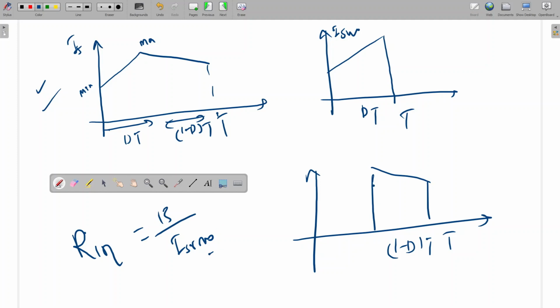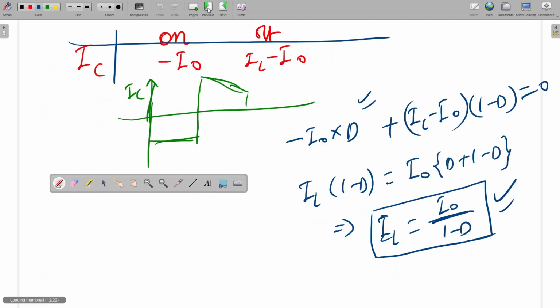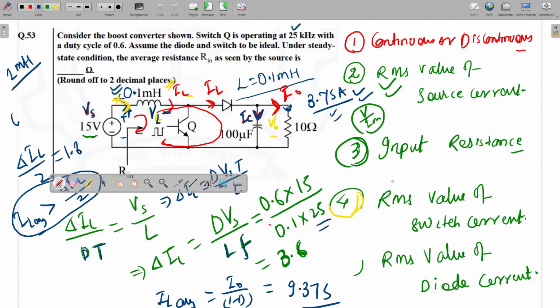Can anyone reply? Sir, so you can use this waveform to calculate all these values. Okay. Now I'm going to close the session. We'll meet on the next Monday. So based on this concept only, we will solve some questions.